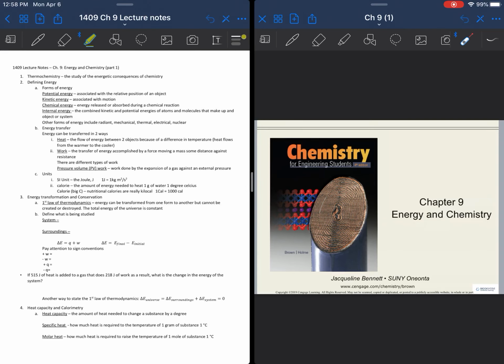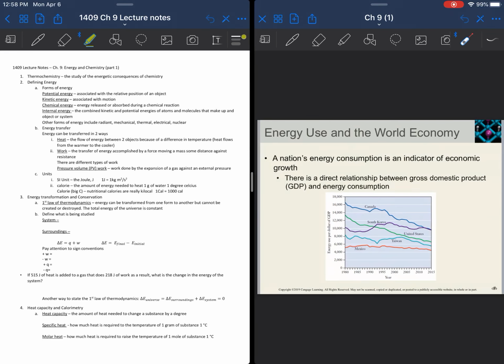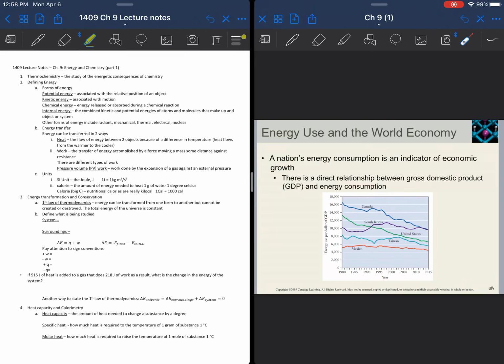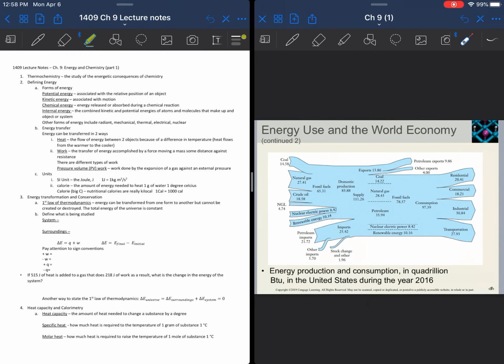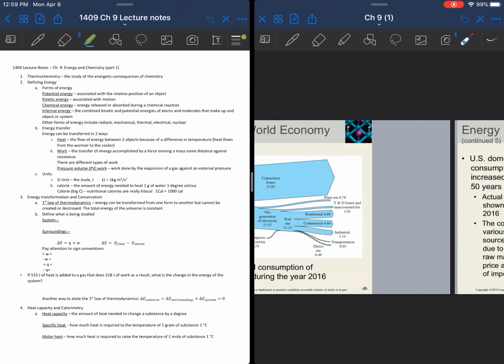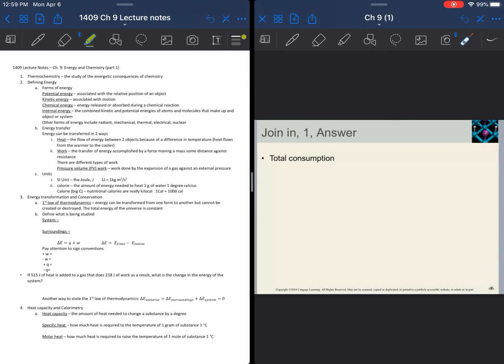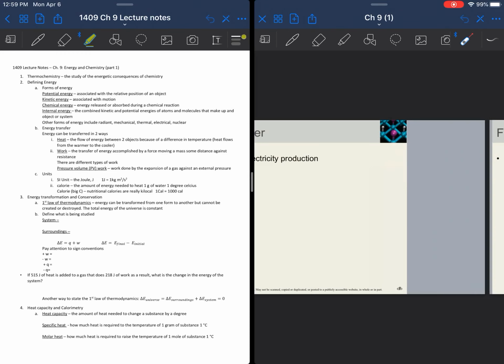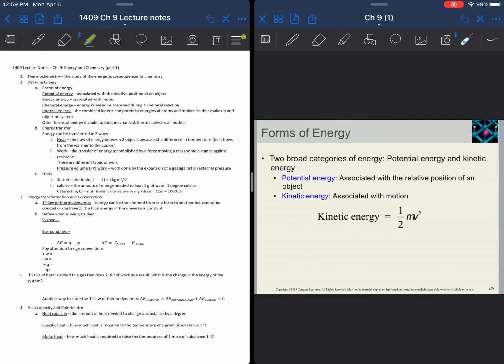Getting started in Chapter 9. Chapter 9 is our study of thermodynamics, where we put together energy and chemistry. Now, the first section or insight we are going to skip, but it is a nice little introduction to energy use and the world economy. And I think it frames this chapter nicely if you want or have time to give that a read.